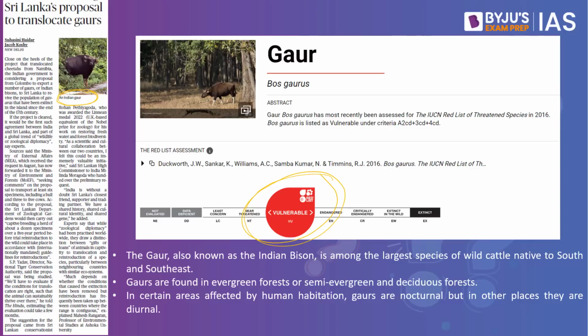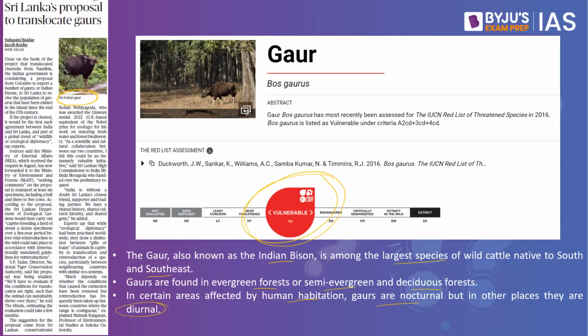Now, if we speak about gaur, it is also known as the Indian bison. It is among the largest species of wild cattle native to South and Southeast Asia. Gaurs are found in evergreen, semi-evergreen and deciduous forests. In certain areas affected by human habitation, gaurs are nocturnal, but in other places they are mostly diurnal. So remember, these are some of the important facts which can be asked in your preliminary examination, and you have to remember these facts.